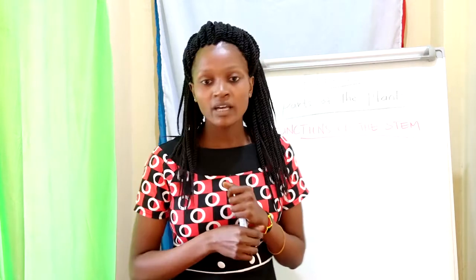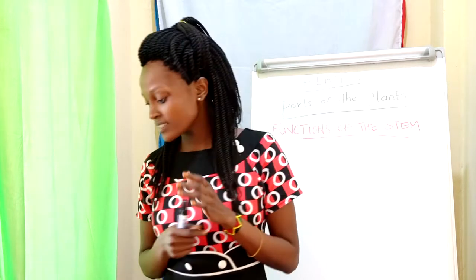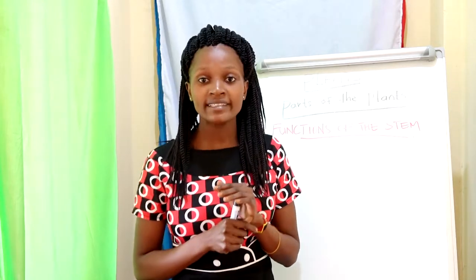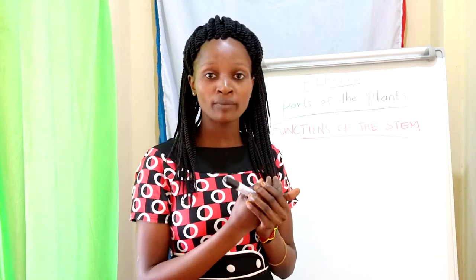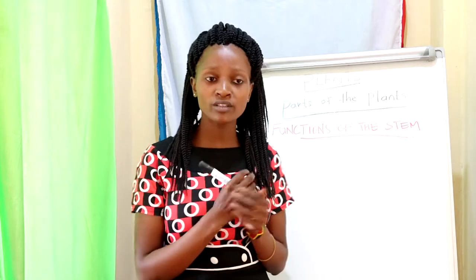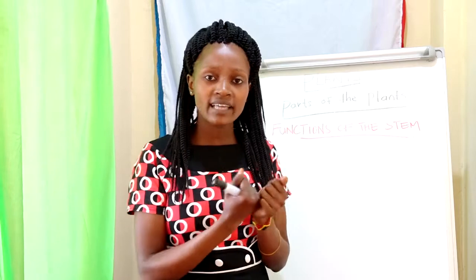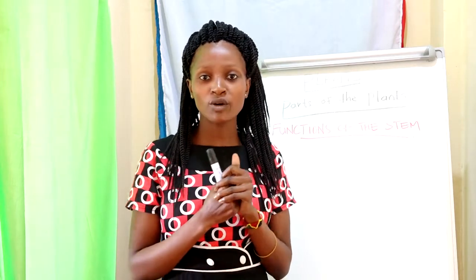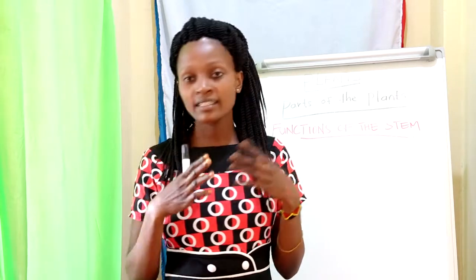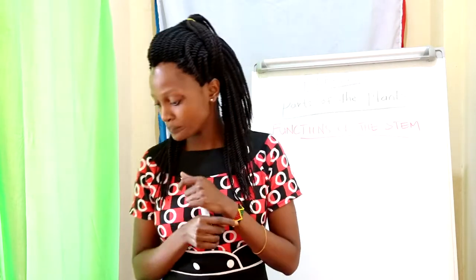Okay, plants, we have trees. These are plants with hard woody stems. For example, trees like the mango plant. As you all know, a mango plant has got a big stem. It's big, and also its bark is hard. So it's a hard woody stem.